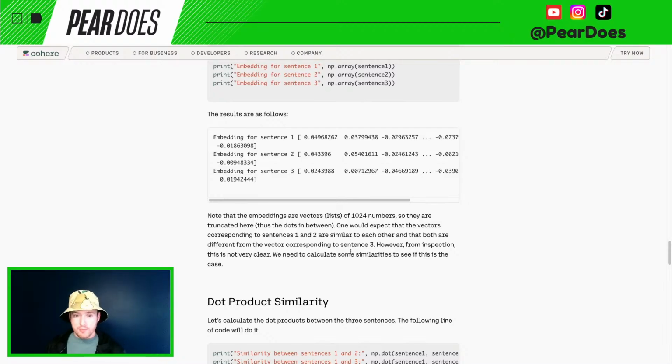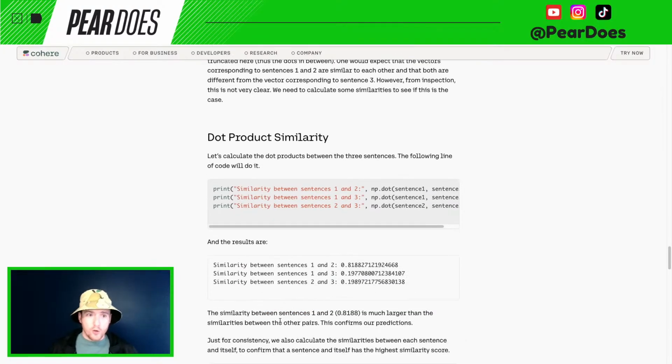We need to calculate some of these similarities to see if this is the case. You and I can see that it's different, but the AI is not going to be able to read that context if it's not embedding those words. So this article goes on to use that dot product similarity that we talked about before, where it's going to take the number from the first column of the first sentence and the first column of the second sentence. We're going to multiply them, and we're going to do that for all those embeddings and add it up.